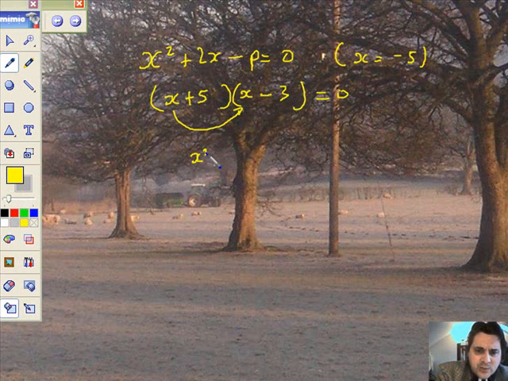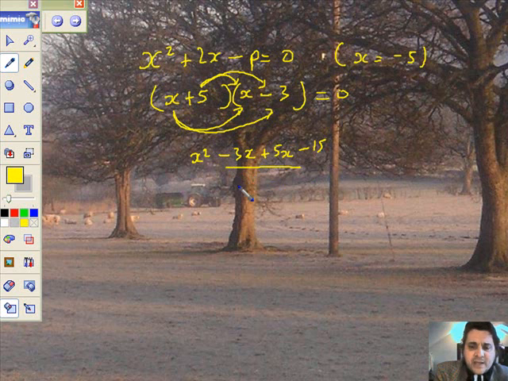Right, that little bit is x squared, you know that, don't you? And x times minus 3 is minus 3x. This is me testing out my ideas. 5 times x is 5x, and 5 times minus 3 is minus 15. And look, minus 3x plus 5x is 2x, so he's very happy.